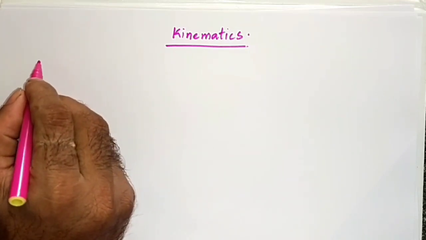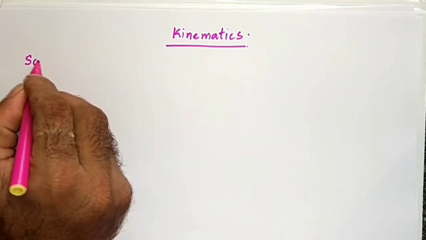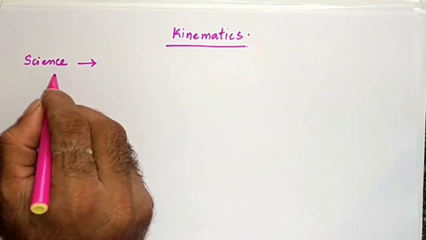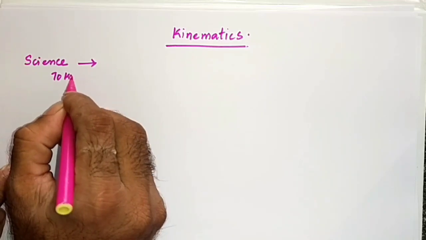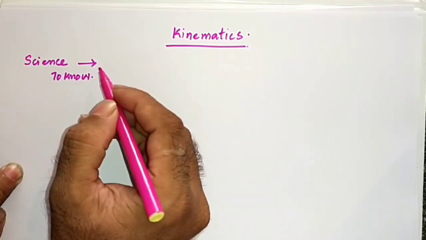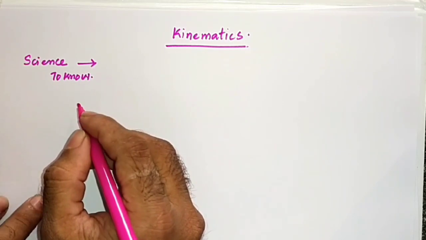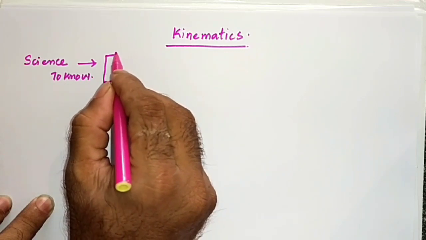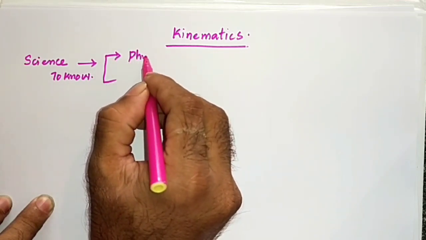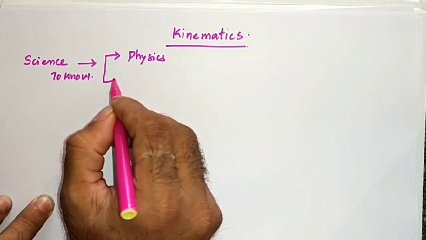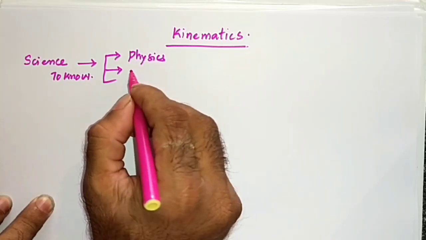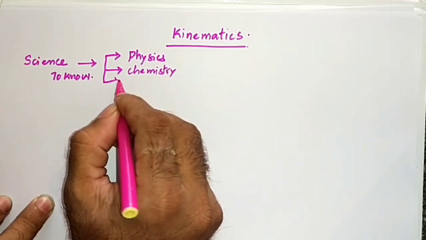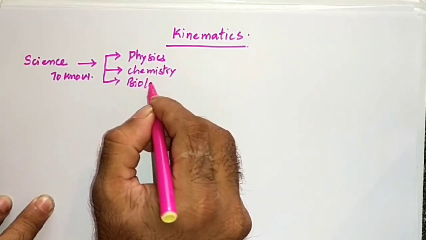First, let us see science. Science is nothing but to know. Knowing is nothing but science. Okay. So this science is broadly classified into three categories. One we are calling physics. Second one is chemistry. And third one is biology.